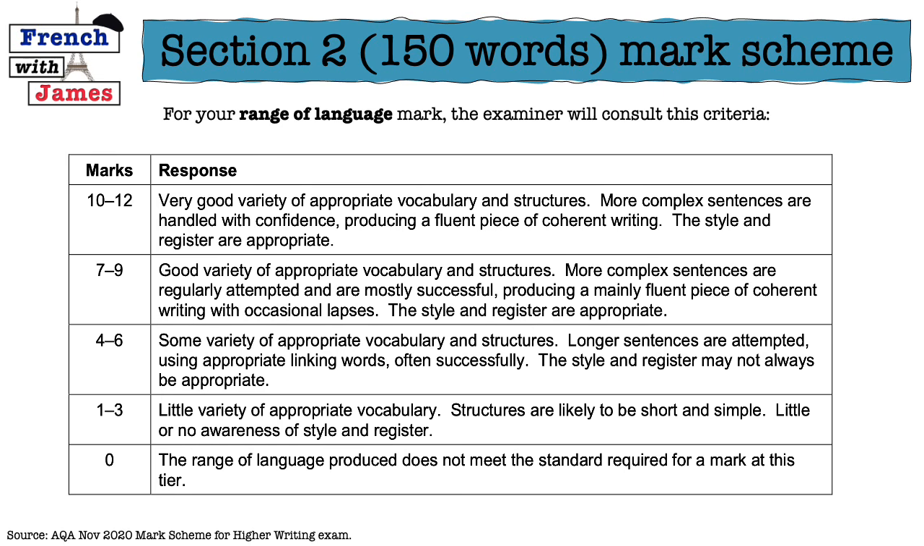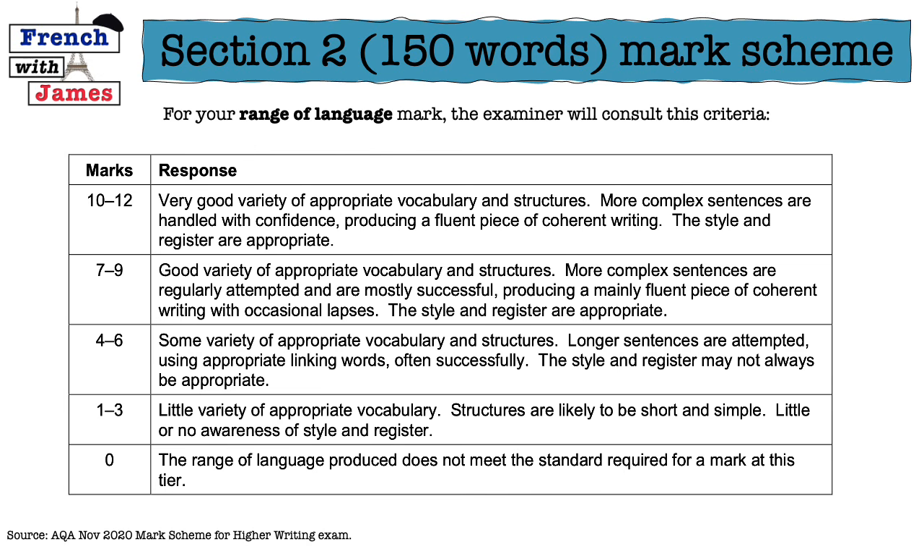So in the last one, in the 90-word, you just needed to attempt more complex things, but to really triumph in this one, you need to be able to show that you know your stuff. You can do quite complex stuff with ease, and you can get it right. The piece of writing that you produce is fluent and coherent. It all makes sense.